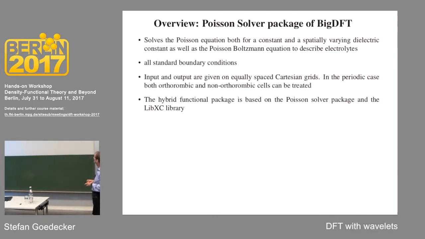Okay, I think perhaps I'll jump over that. Good. So that brings us to the end of this part on the Poisson solver based on the interpolating wavelets. Just here still a few features. This Poisson solver can solve Poisson's equation both for a constant and spatially varying dielectric constant. It can also solve the Poisson-Boltzmann equation. As we have seen, we have all standard boundary conditions. Input and output are given on an equally spaced Cartesian grid, and therefore you can also couple it to other electronic structure codes, which have typically the same kind of data distribution. And once you have exact exchange, you can couple it through the libxc library to various different functionals.